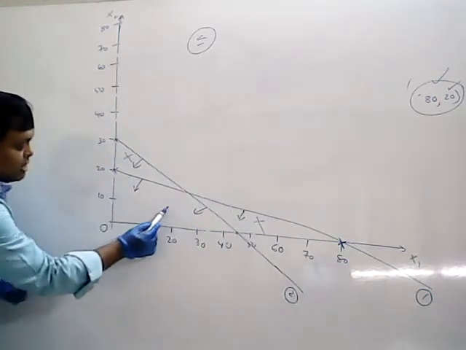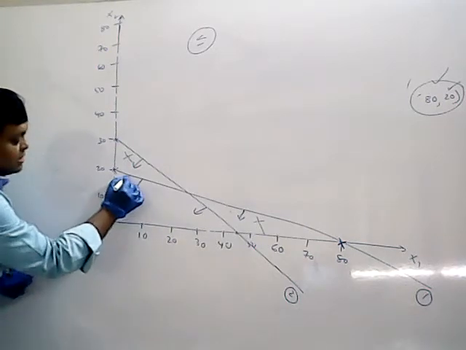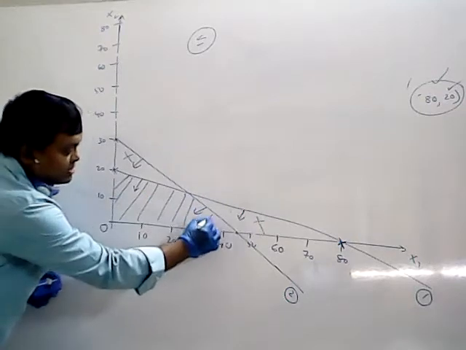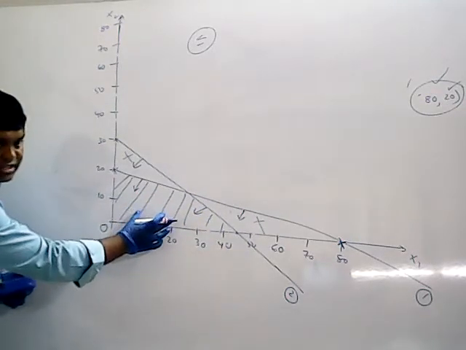So obviously, what is a common part? Both the lines will be there here. So this is called the common part. That common part you have to identify like this. So this is called the feasible region or common region.